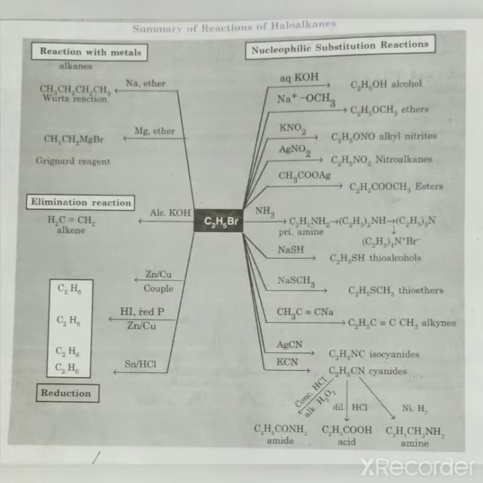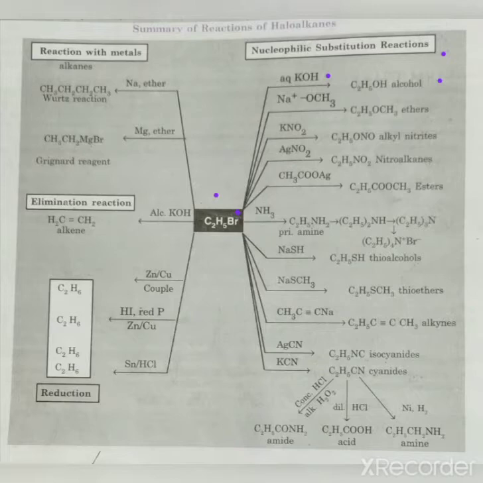Let us take the haloalkane here, that is C2H5Br, ethyl bromide. Here C2H5Br undergoes a nucleophilic substitution reaction. If substitution takes place using aqueous KOH, we get the product alcohol. You can find that the OH group gets substituted at the Br position. So we have got this alcohol.